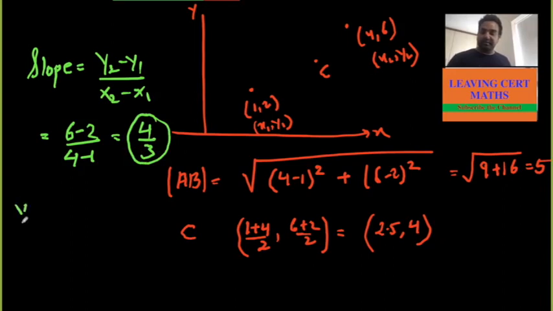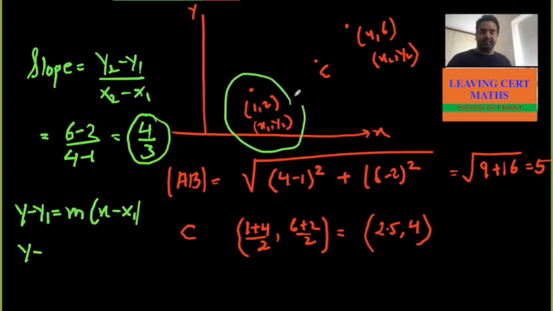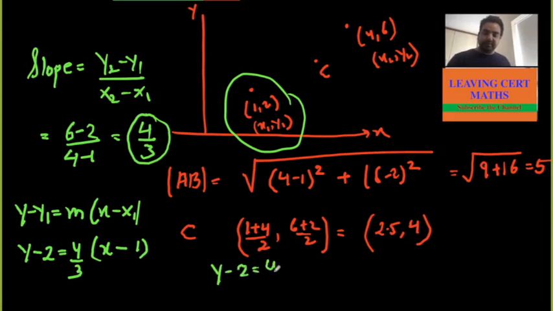The equation of the line will be y minus y1 is equal to m times x minus x1. So y minus, let's take this point, okay? Minus 2, 4 over 3 times x minus 1, right? So here is a 3 which I don't like, so multiply everything by, okay, no, leave that for the moment. Can I write y minus 2 is equal to 4x over 3 minus 4 over 3?